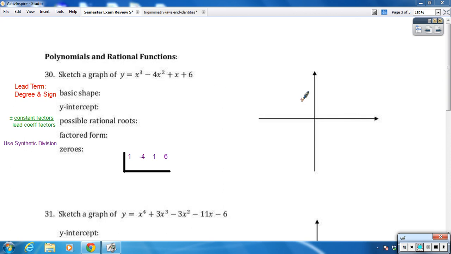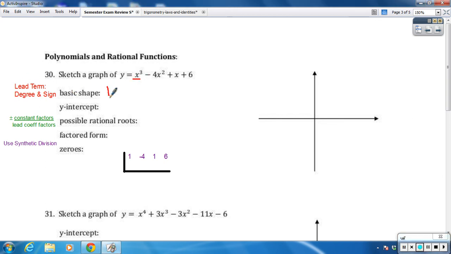So what we're going to do here is graph a polynomial using some characteristics that we can get from the equation and solve in order to graph it. This is very similar to the problems that we did in problems 6 through 11 at the beginning of the review. So remember, the first thing we're going to look at is identifying the basic shape, and we get that from the lead term.